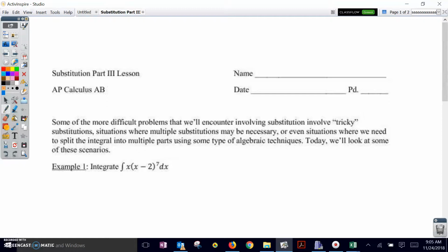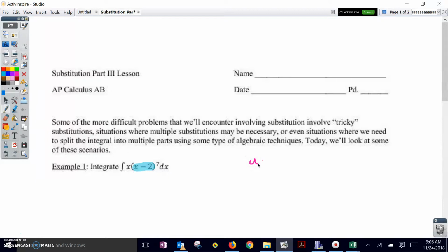We're going to integrate x times the quantity x minus 2 to the 7th dx. Now I could, if I really wanted to, expand the quantity x minus 2 to the 7th power and then just integrate like that. I don't know about you, but I have very little desire to expand the quantity x minus 2 to the 7th power. And because of the way this integral is laid out, I can make it a whole lot easier by using substitution. The substitution I'm going to choose is this quantity that's being raised to the 7th power.